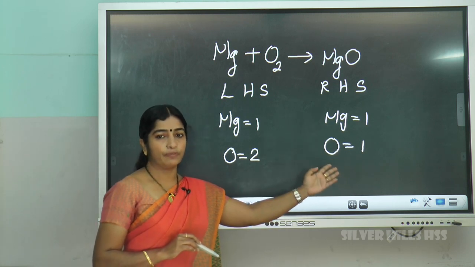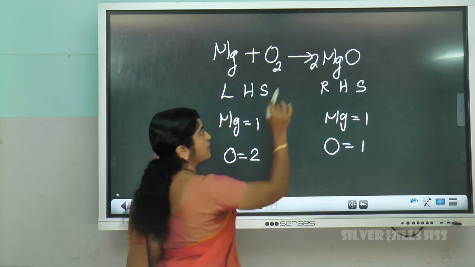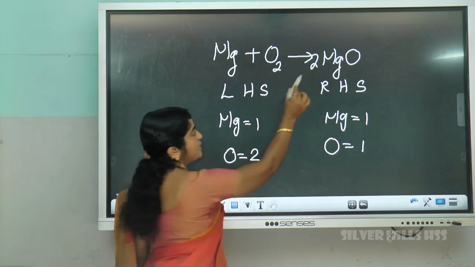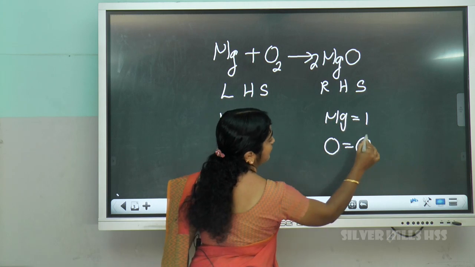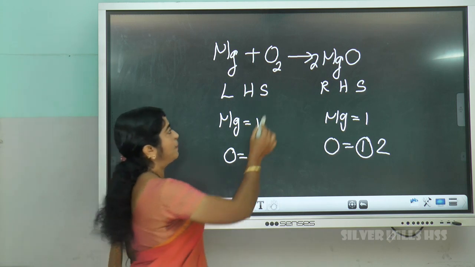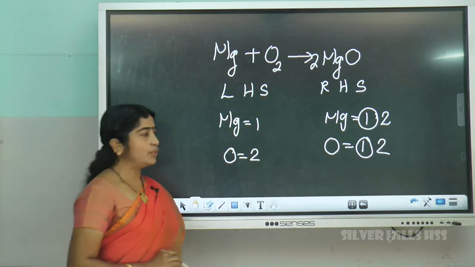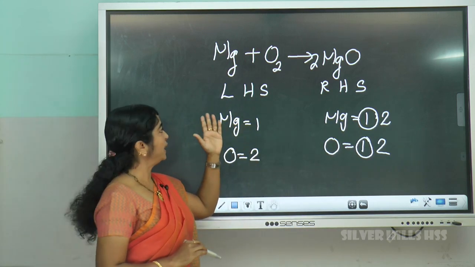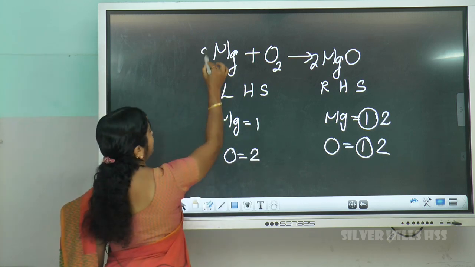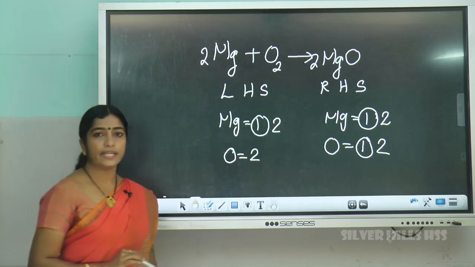So how will you do it? To make oxygen 2, we have to multiply with 2. That is, put 2 on the left side of that magnesium oxide. So oxygen became 2 into 1, that is, oxygen became 2. The number of magnesium atoms also changed, and magnesium also became 2 into 1, that is, magnesium became 2. Now magnesium is not balanced. On LHS only 1 magnesium. To make magnesium 2, where do you give the number? On the left side of that magnesium. So magnesium also became 2. Now it became a balanced equation.